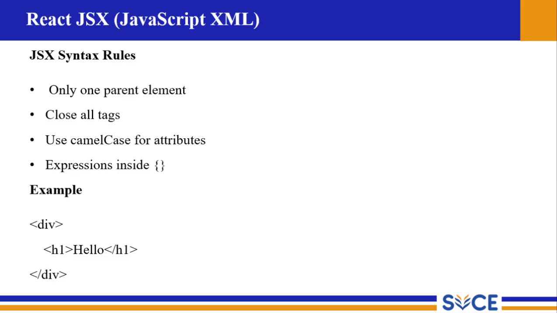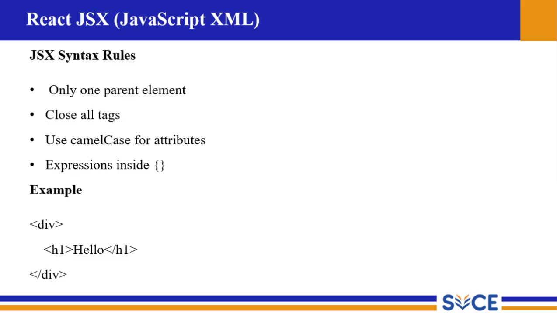In HTML, we use the class attribute to apply CSS styles to an element. However, in JSX, we cannot use the word class because class is already a reserved keyword in JavaScript for creating classes and objects. Instead, React uses className. Another example is the for attribute used in labels.